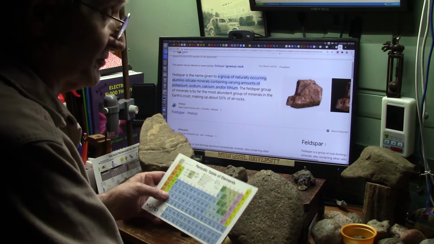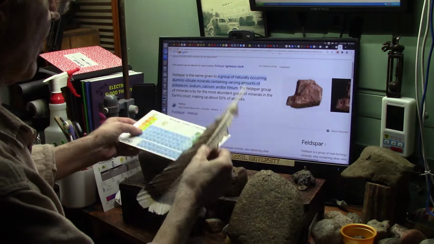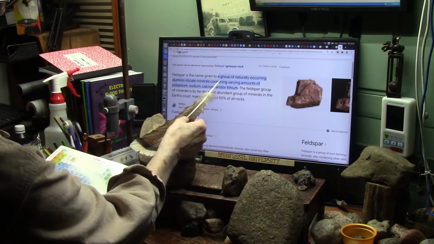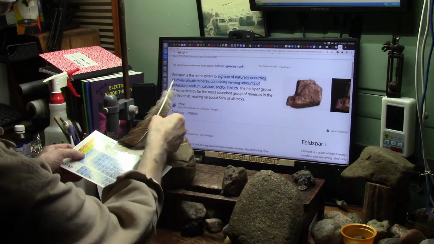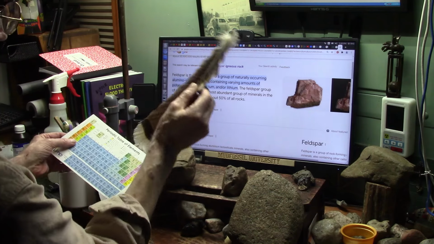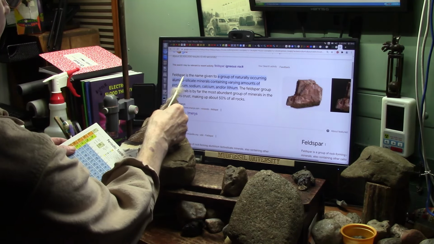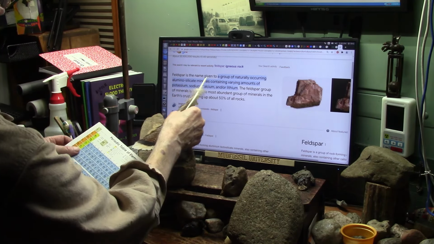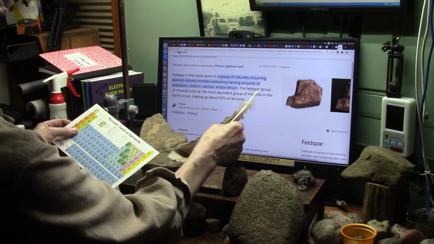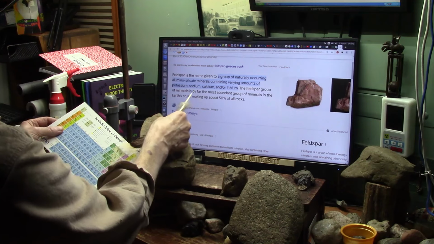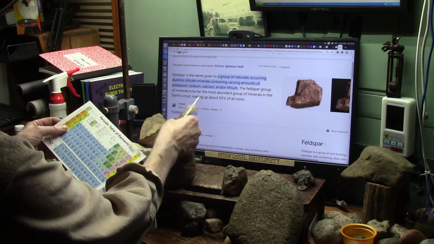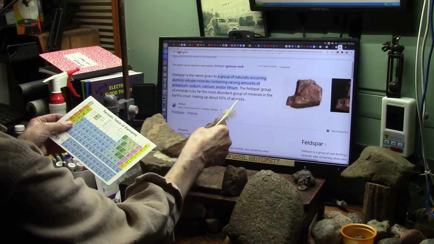You're going to learn chemistry as we go through this, because every rock basically is coated with feldspar. Feldspar is the name given to a group of naturally occurring aluminosilicate. Remember that, aluminosilicate. I'll tell you why it's important in a minute. Aluminosilicate minerals. They contain varying amounts of potassium, sodium, calcium, lithium, and so forth. The feldspar group of minerals is by far the most abundant group of minerals in the Earth's crust, making up about 50% of all rocks.